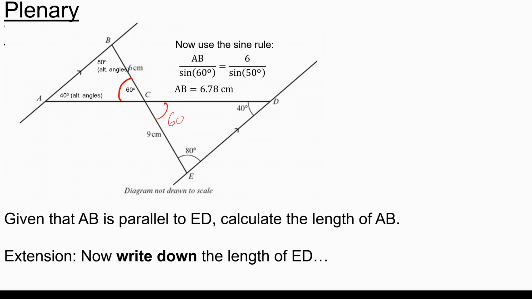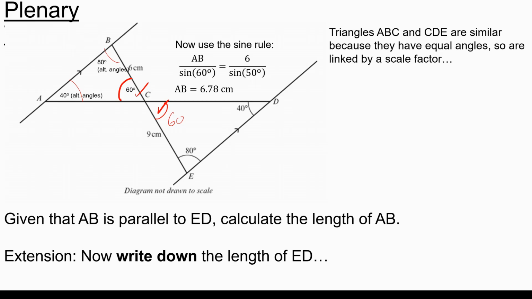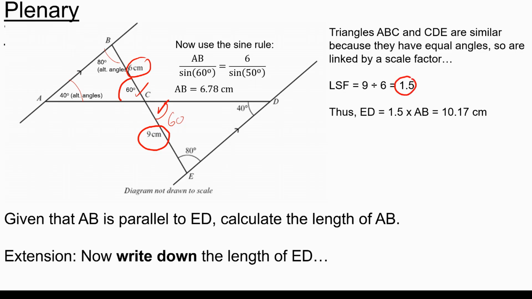And then, because the triangles ABC and CED share this angle of 60 degrees, and also they share these angles here, all the angles are equal: you've got 60, 40, 80 for both of them, that means the two triangles are similar. So they're going to be linked by a scale factor. To work out what the scale factor is, I just need to work out two corresponding lengths, so 9 and 6. We divide them, that gives us our length scale factor. So if we know what AB is, ED is just going to be the scale factor 1.5 times whatever AB was. And that should be our answer there.